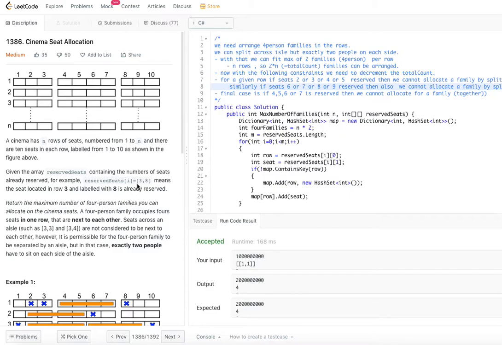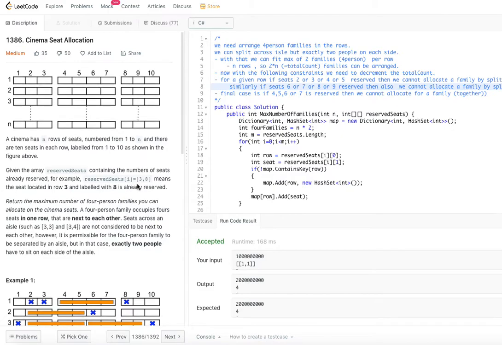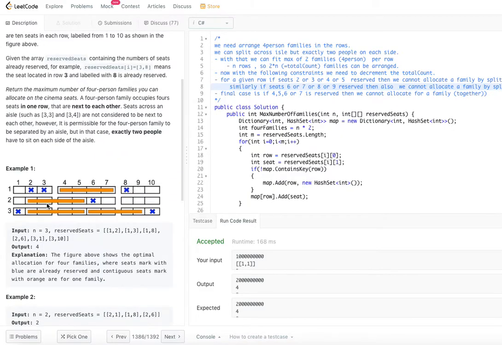So now we have to return how many 4-person families can occupy the remaining seats, barring the reserved seats. Let's look at the example. There are 3 rows, as shown in example 1, and the reserved seats are [1,2], [1,3], [1,8], [2,6], [3,1] and [3,10]. So in the first row, seats 2, 3, 8 are marked with blue X's, so they are all reserved. In the second row, seat number 6 is reserved. In the third row, 1 and 10 are reserved.